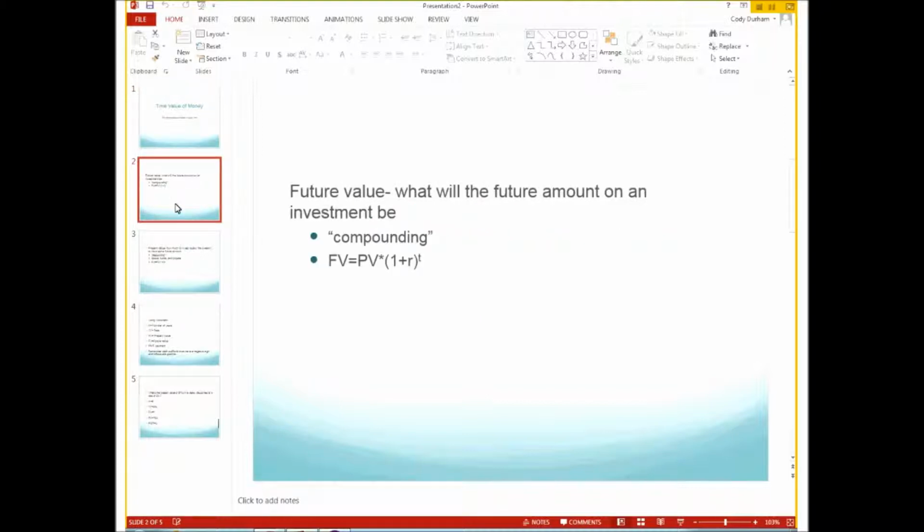Next, like I said, the future value is one of the components of it. It's what the future amount on an investment will be, and the verb we use with that is compounding. And here's the formula. The future value equals the present value times 1 plus the interest rate to the power of the number of periods. It's good to know and understand the formulas, but it's a lot easier if you use the financial function on your calculator, which we'll look at in a little bit.